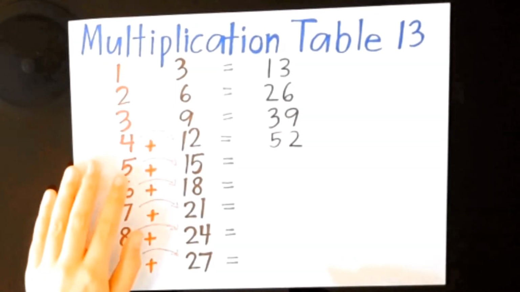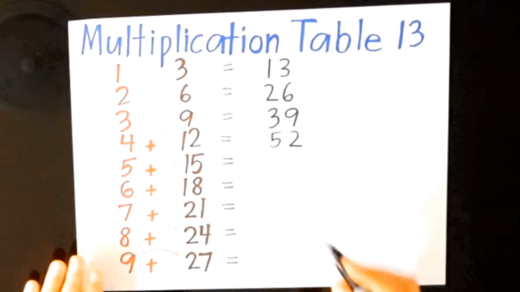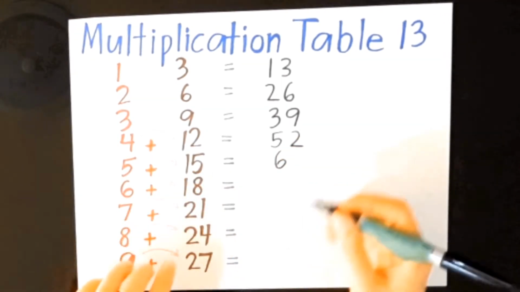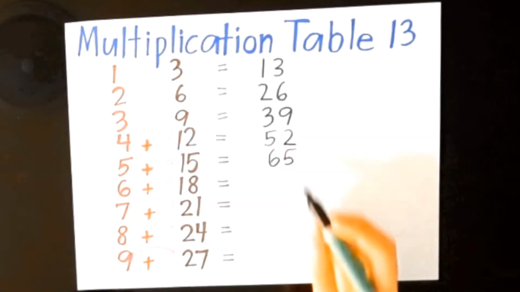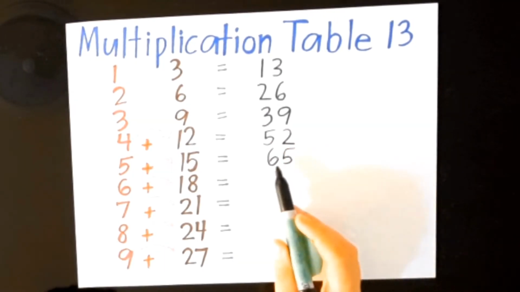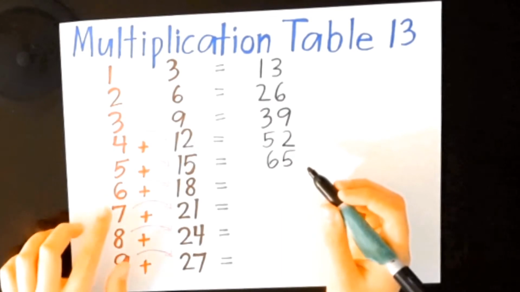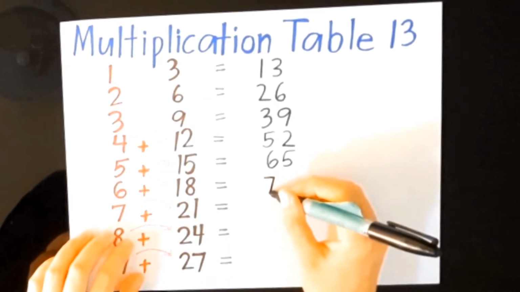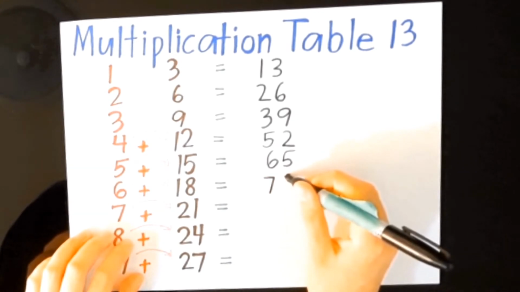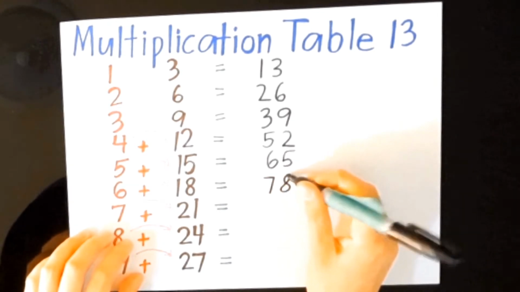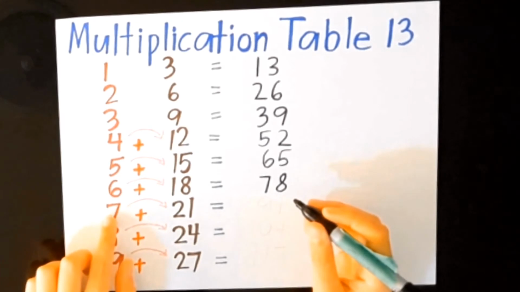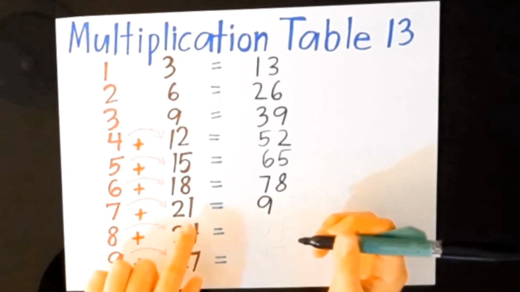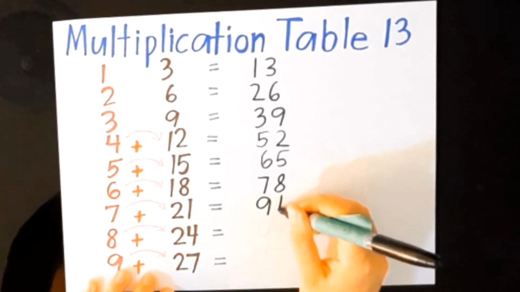Again, 5 plus 1, that's 6. And then we just get the 5 here and put it in beside. That makes 65. Now, 6 plus 1, that makes 7. And we put the 8 here. Now, 7 plus 2, that's 9. And then we put the 1 right here.